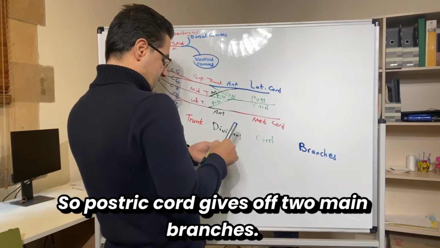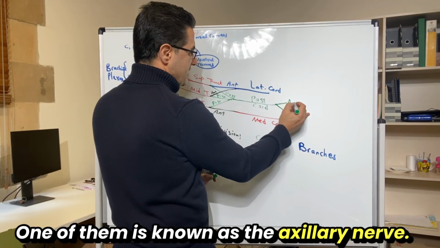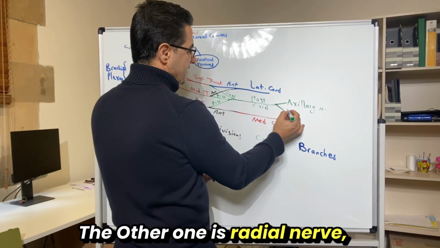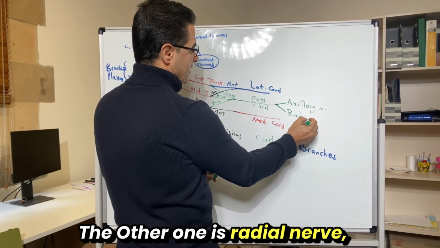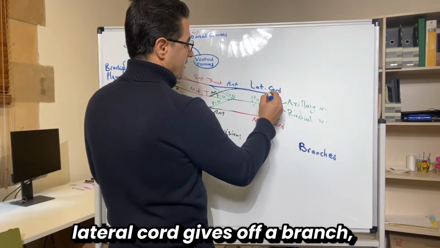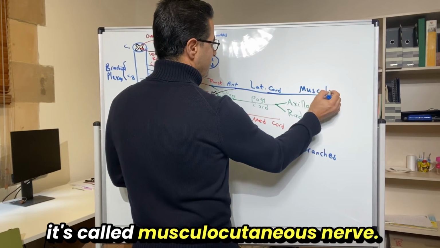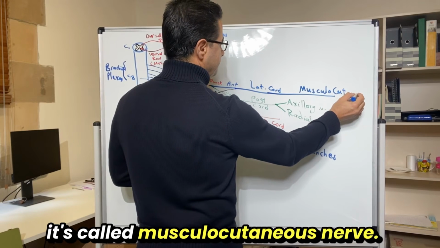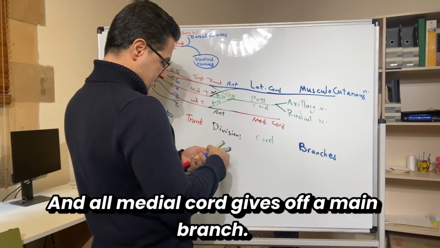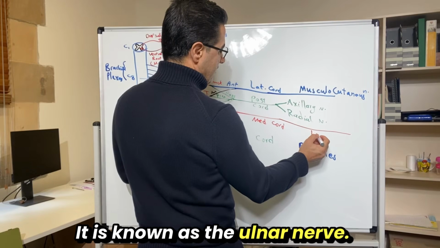So posterior cord gives off two main branches. One of them is known as the axillary nerve. The other one is radial nerve. Lateral cord gives off a branch. It's called musculocutaneous nerve. And medial cord gives off a main branch. It is known as the ulnar nerve.